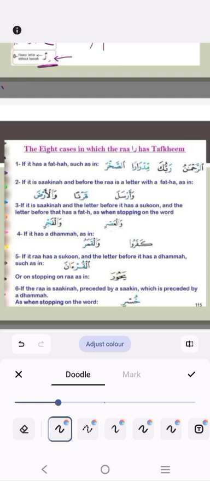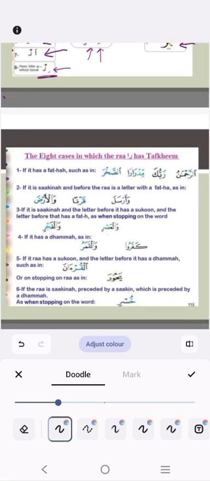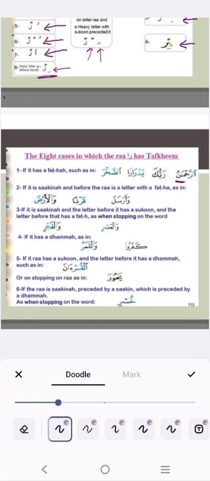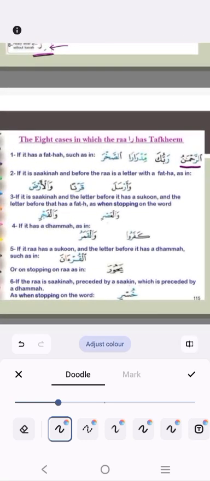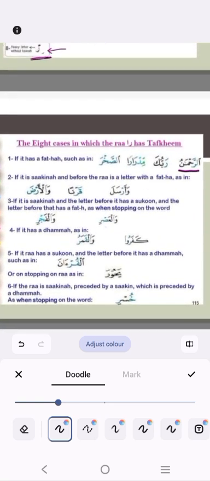Firstly, the examples of the 8 cases in which the raa is with tafkheem, or heavy. Firstly, if the raa is having fatha, for example: Ar-Rahmanu, Rahman, Ar-Rahman, Rabbuka, Midrara, As-Sakhra. So raa is heavy with fatha.